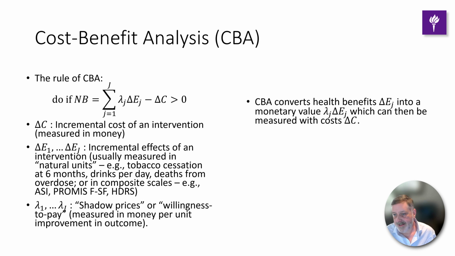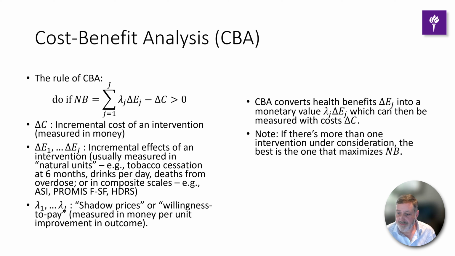Well, cost-benefit analysis then takes those delta EJs, those changes in effectiveness, and it converts it into a monetary value. And so it can be compared on the same scale as the incremental costs delta C. If there's more than one intervention under consideration, as is certainly going to be the case with multi-component intervention optimization, we can compare them all to the status quo individually and then choose the one that maximizes net benefit as the preferred option. And you can, in fact, rank order potential options based on their net benefit.